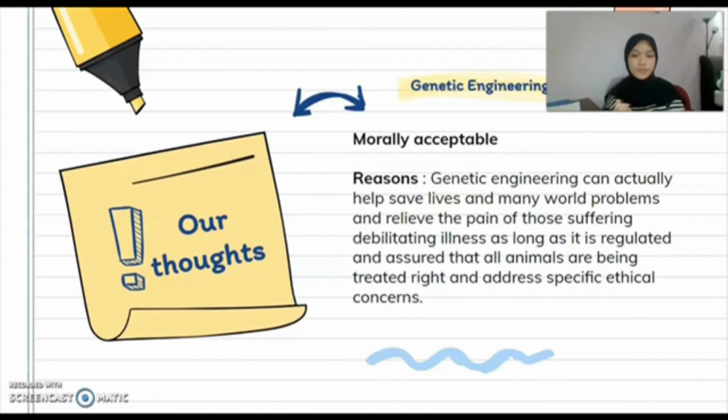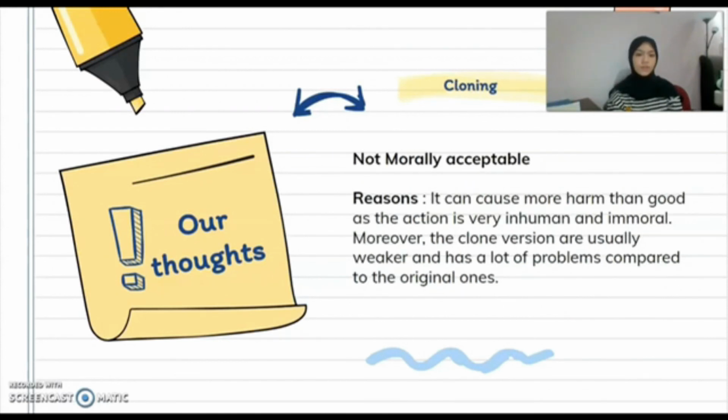Macam tu. So as for cloning, we think that it is not morally acceptable sebab it can cause more harm than good actually. And this action is very inhuman and immoral if we think about it. Moreover, the clone versions are usually weaker and have a lot of problems compared to the original one. So we think that the action of cloning is not morally acceptable.